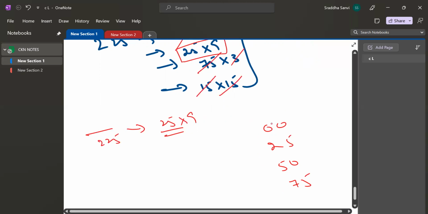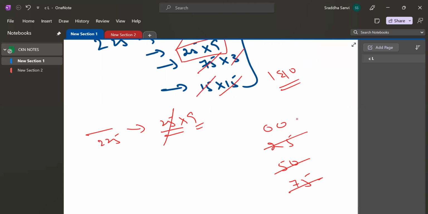All are divisible. So if a number is to be divisible by 225, it must be divisible by both 25 and 9. But in this question, they said only ones and zeros are allowed. 25 not allowed, 50 not allowed, 75 not allowed, so the 25 case is done. The other case is 9. How do you find the divisibility rule of 9? The sum of the digits should be a multiple of 9. If I write 900, the sum of the digits is 9. But can I write 9? No, because the number must have only ones and zeros.